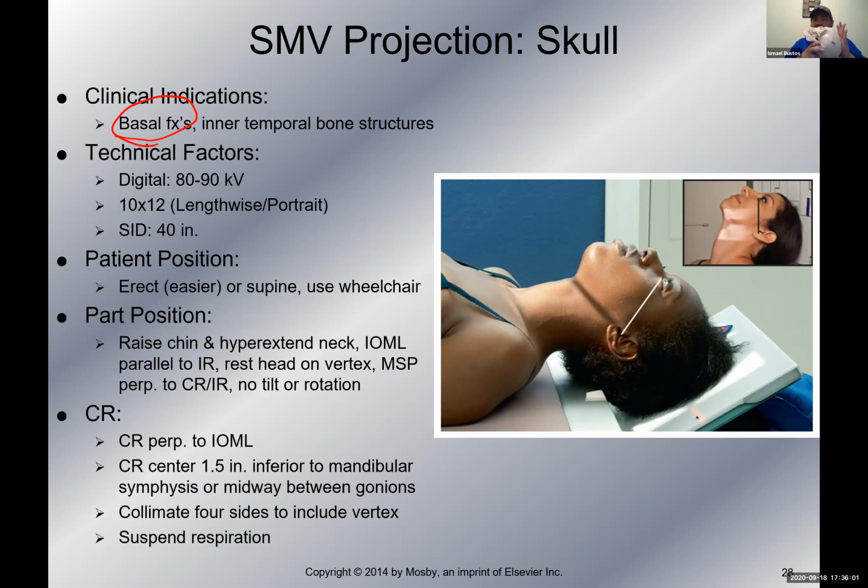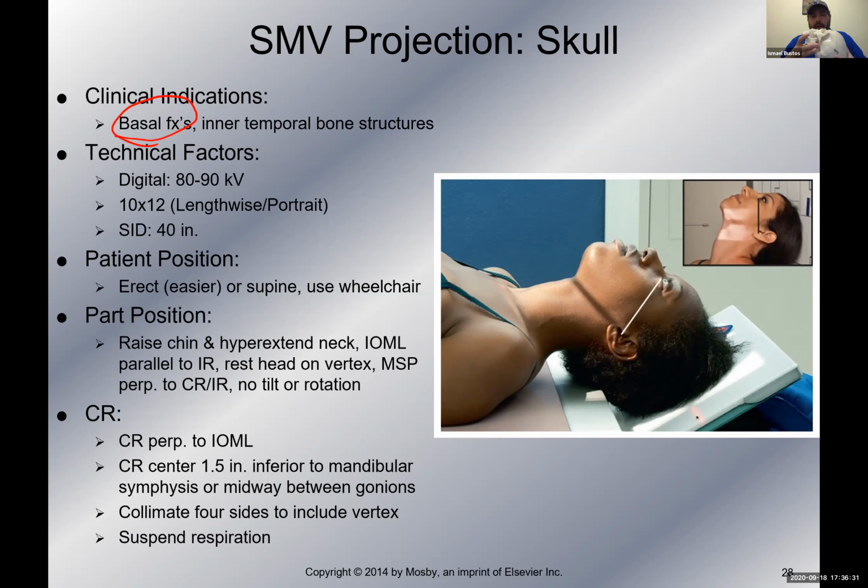Now, the positioning line that you need to pay attention to is the IOML, which is this line here. The IOML needs to be parallel to the image receptor. Because this camera is at an angle, you really can't see it too well. So again, here is the IOML, and it needs to be parallel to the image receptor.